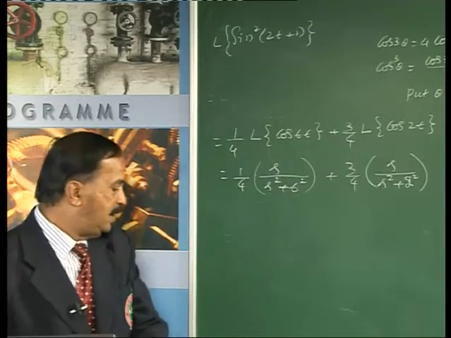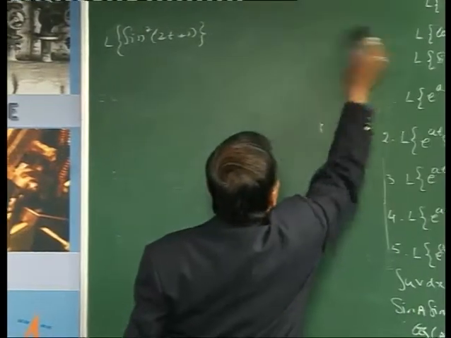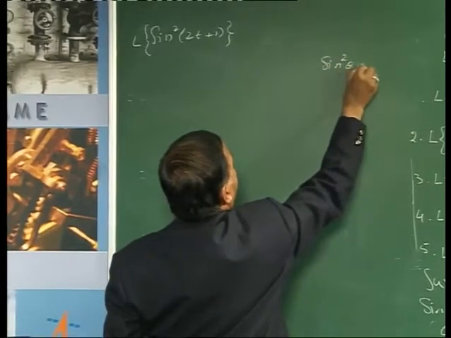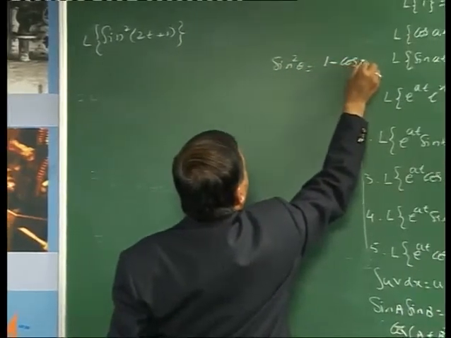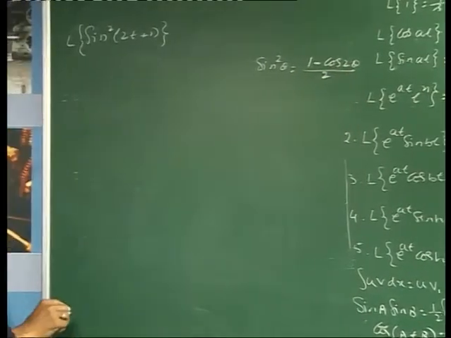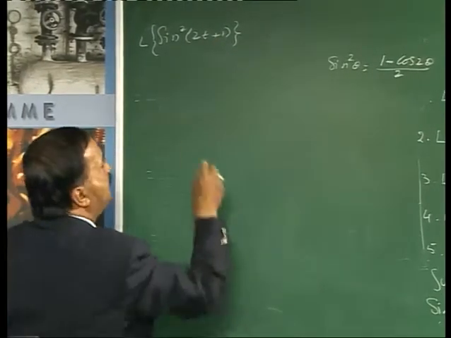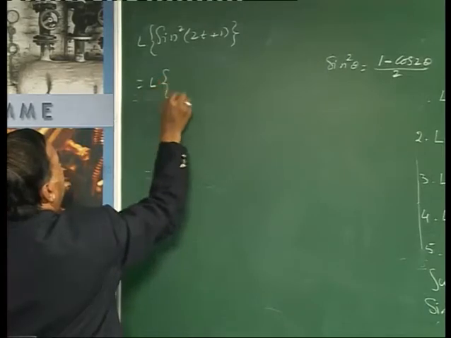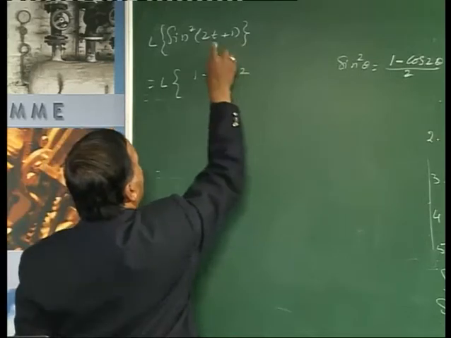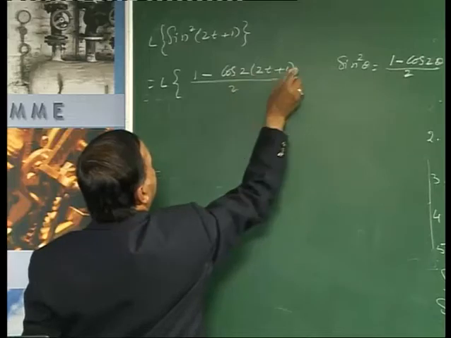So that is here, very simple problem. So we know sin square theta is equal to 1 minus cos 2 theta by 2. So in place of theta you write here 2t plus 1, then that becomes L of 1 minus cos 2 into theta, where theta is 2t plus 1, divided by 2.